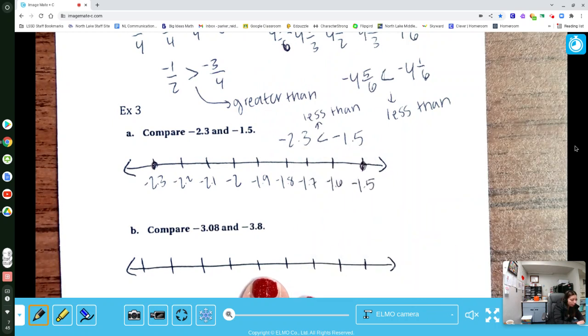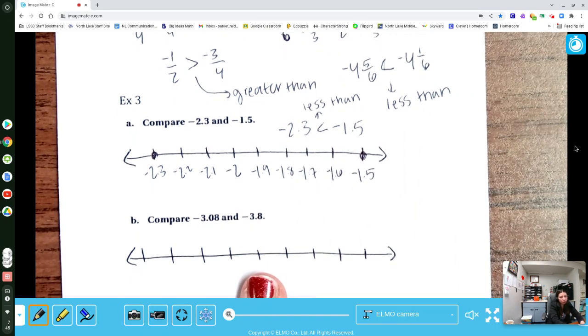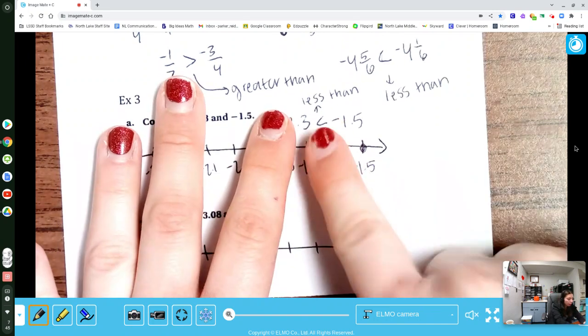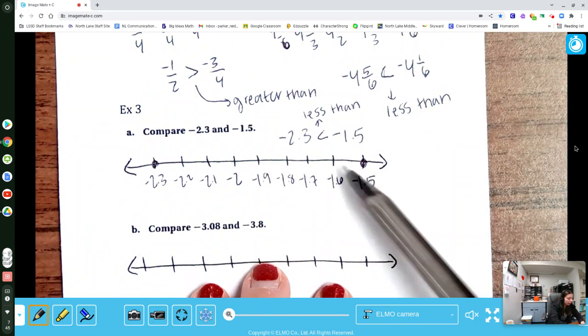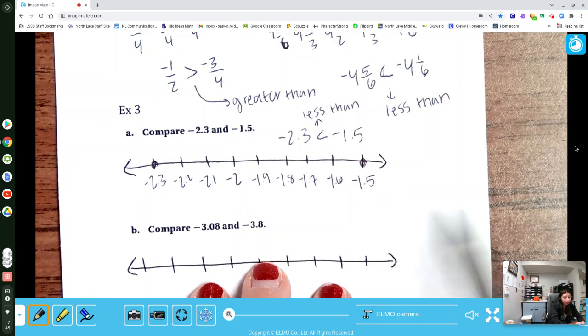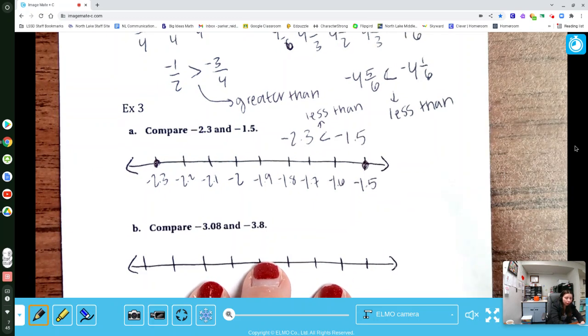than the other one. Again, remember with negative numbers, don't just look at the 2.3 and the 1.5. Don't cover up those negative symbols. We have to think about them as negatives because negative 1.5 is going to be closer to 0, closer to being positive, further to the right.